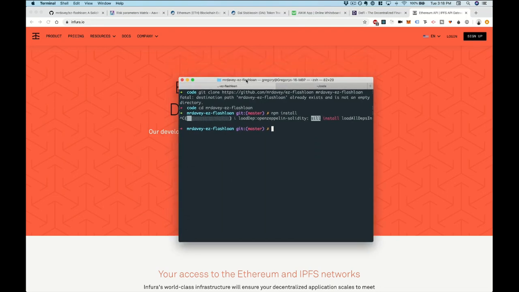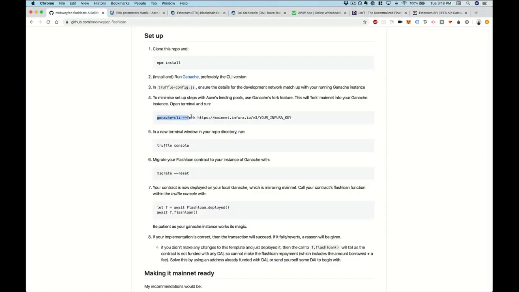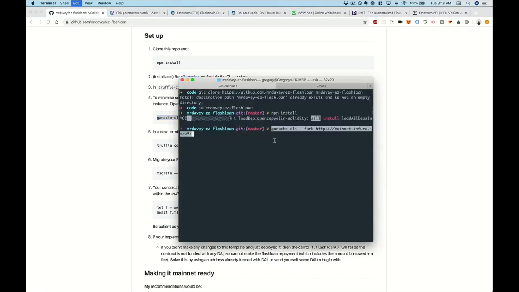Then what you're going to do is start Ganache CLI pointing to the mainnet. I'm just going to follow the instructions that are on this right here. Basically you'll do ganache-cli, fork, and then pass in your mainnet key. I'm going to grab mine off screen here. Sorry, one second. All right, pass this in.